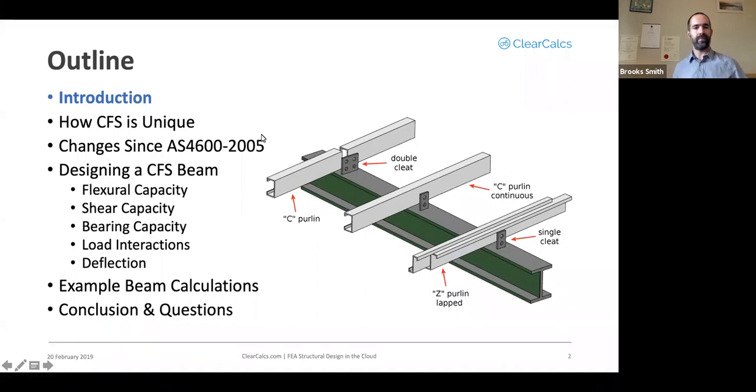So a bit of an outline. I'll be giving you guys an introduction, then talking about how cold form steel as a material is unique for any of you who are unfamiliar with cold form steel as a material. Talk about the changes in AS4600s from 2005 to 2018. And then the meat of this presentation is going to be about designing a cold form steel beam, going through flexural shear, bearing, load interaction, and deflection calculations. We'll go through 2 example beam calculations before concluding and taking questions.